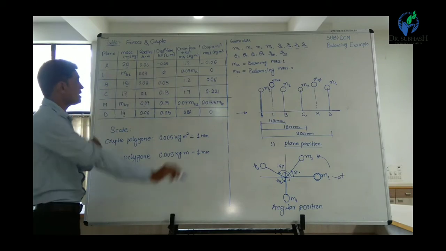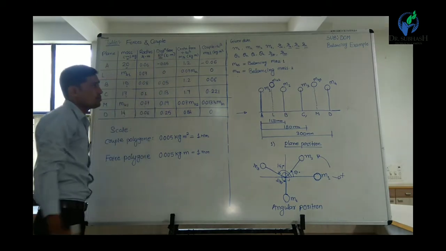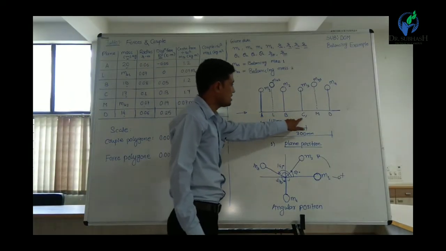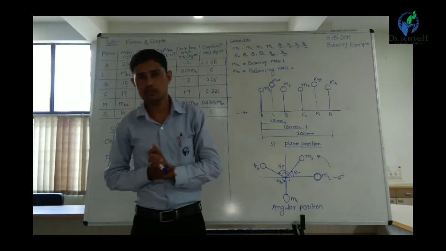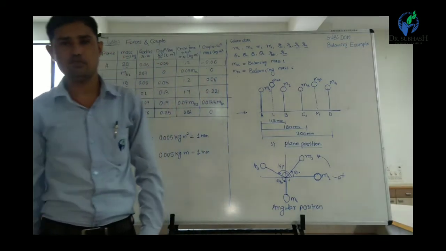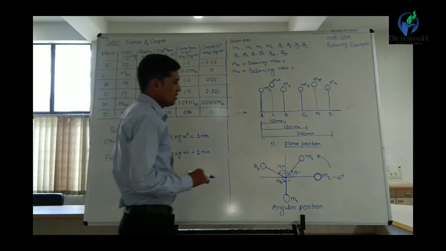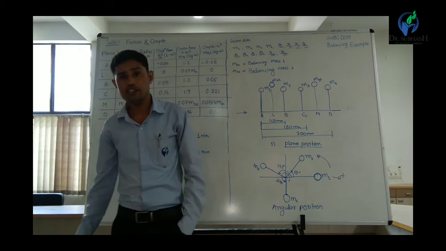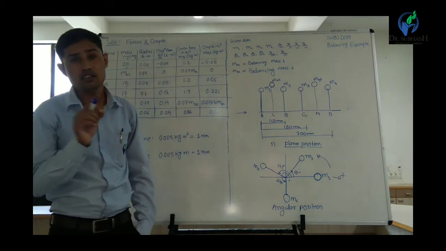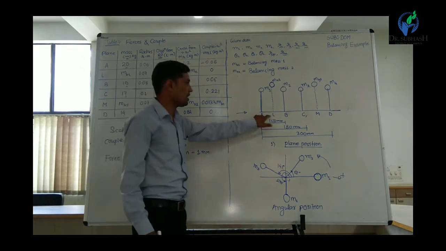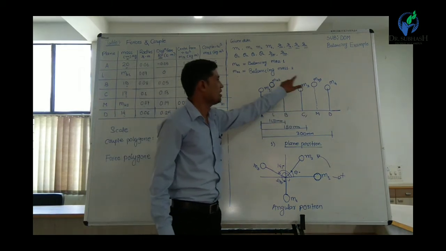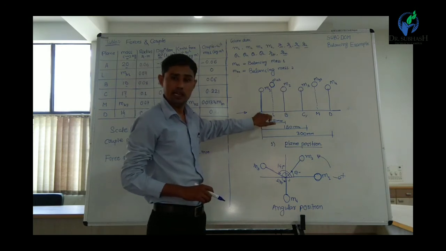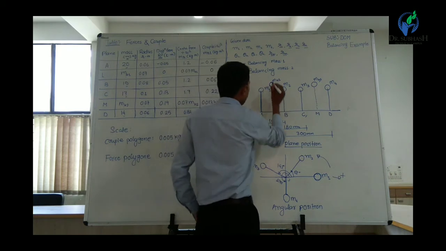Now the fourth column is the distance from RP, where RP is the reference plane. There are six planes: A, L, B, C, M, D. Out of these six planes, we have to consider any one plane as the reference plane. How can we select the reference plane? You have to select a plane having some unknown. We know that in the L plane and M plane, the masses MB1 and MB2 are unknown. So we consider the reference plane from the L or M plane. Let us consider this L plane as the reference plane.